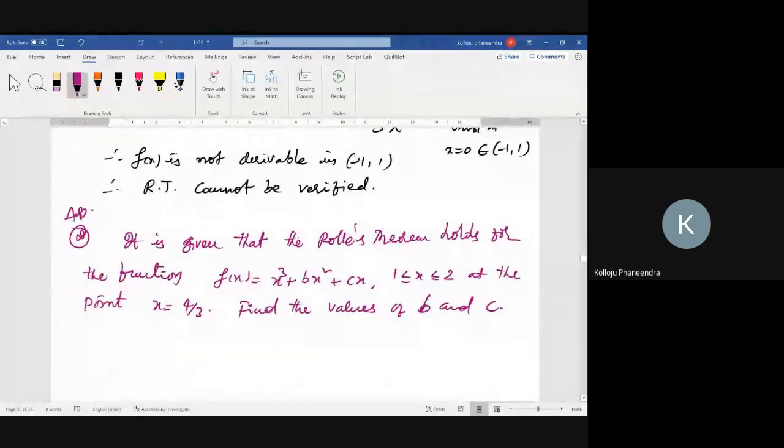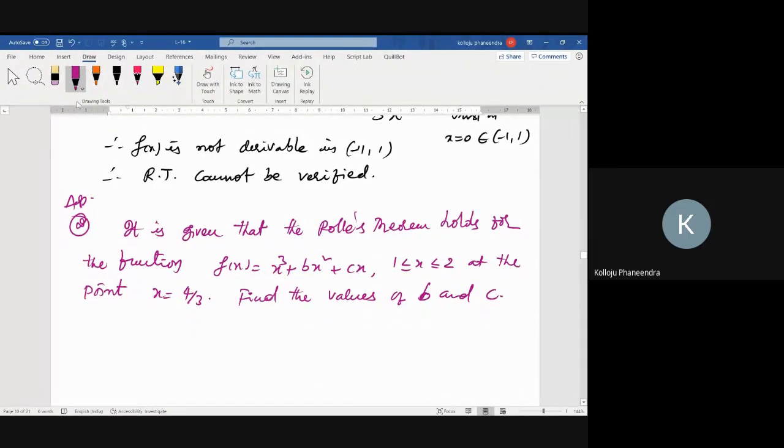Okay, these are the problems based on Rolle's theorem. In the next class, I will tell Lagrange's mean value theorem and Cauchy mean value theorem problems. Any doubts?